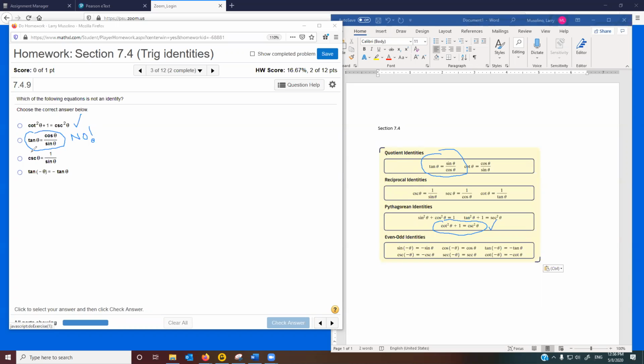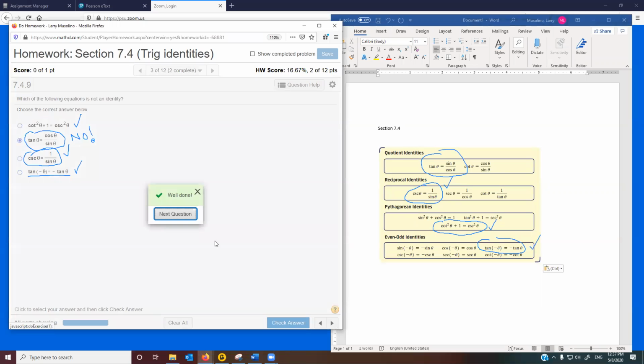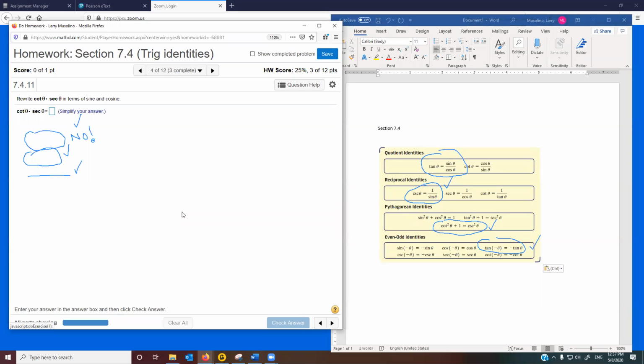Let me go to the third one. It says cosecant theta is 1 over sine. Well, here's cosecant equal 1 over sine, so that's valid. And then this last one says the tan of negative theta is equal to negative tan theta. Well, when I come over here to these even-odd identities, yes, that matches. So that one is correct. So the only one of these that is not an identity is this tangent theta, second choice. So the second choice is the correct answer on this one.